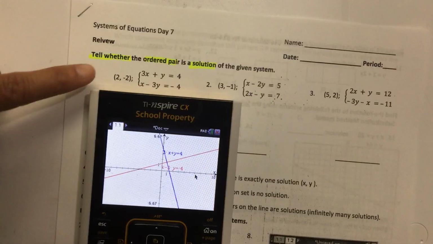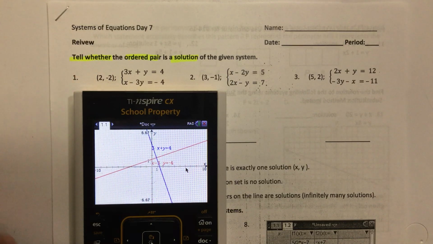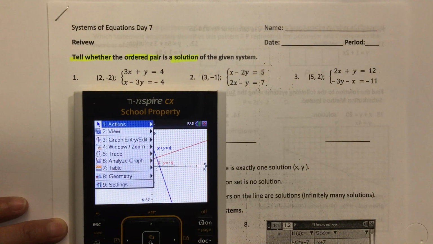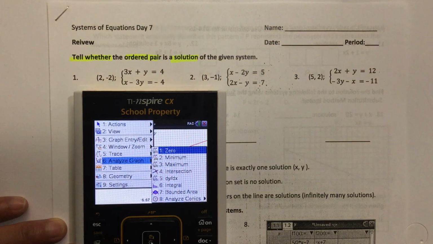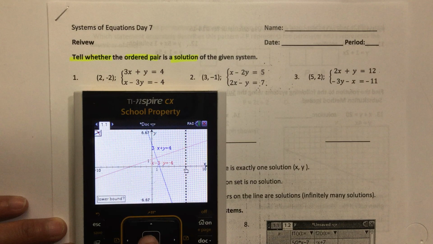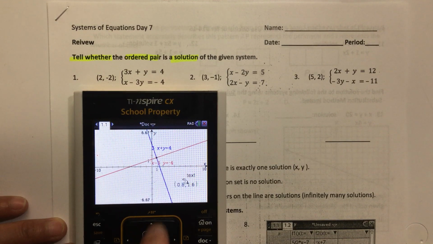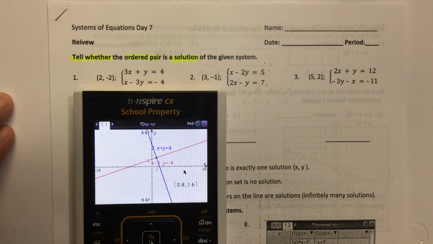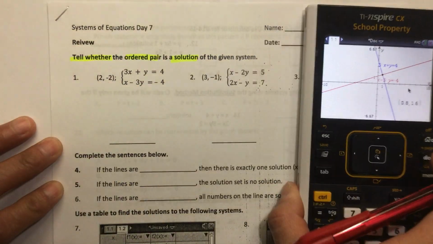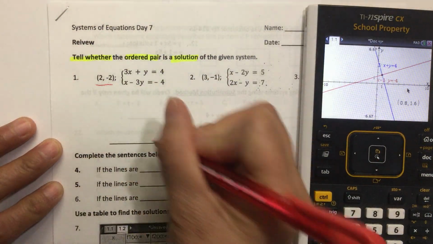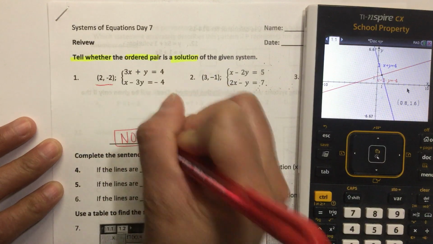If we want to check if this point is a solution, 2, negative 2, we're going to use the menu feature. Menu, 6 to analyze, 4 for intersection. Once you type menu 6, 4, your dotted line will appear. Click once on the right, highlight, and click once on the left. Your point of intersection is a decimal. You can click on that point, move it somewhere off your graph so you can see 0.8, 1.6 is the solution to this system. So 2, negative 2 is not the solution. So all we have to say is no.